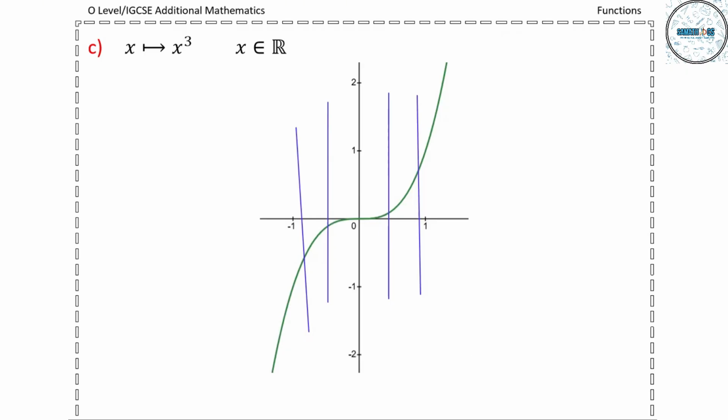You can see these vertical lines intersect at one point. So it means it is a function. For each input value, there is one output value. So it's one-to-one and it is a function.